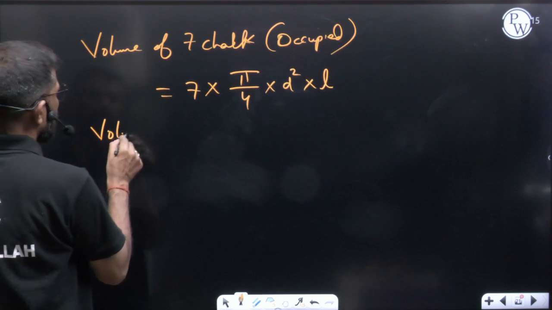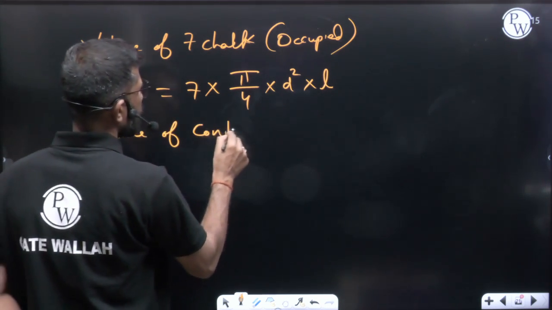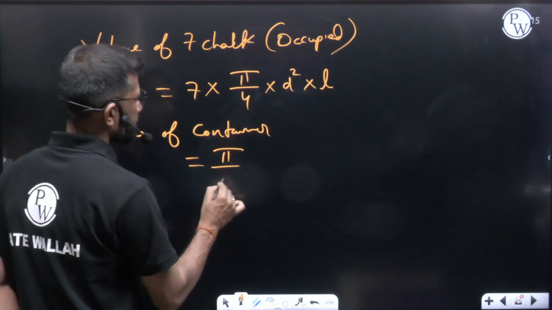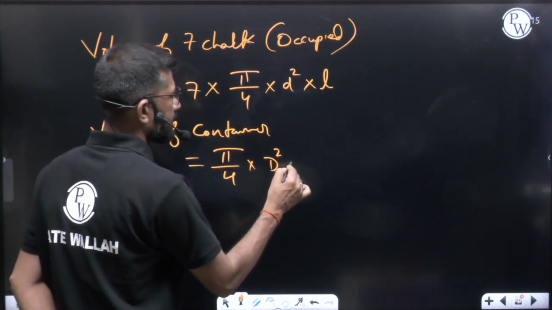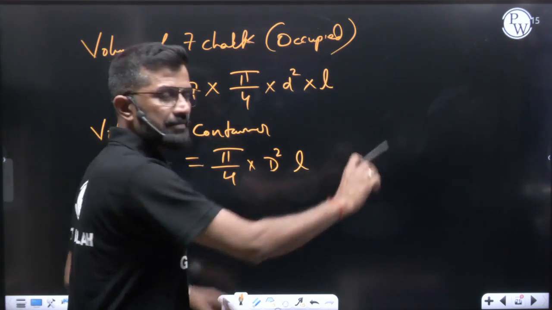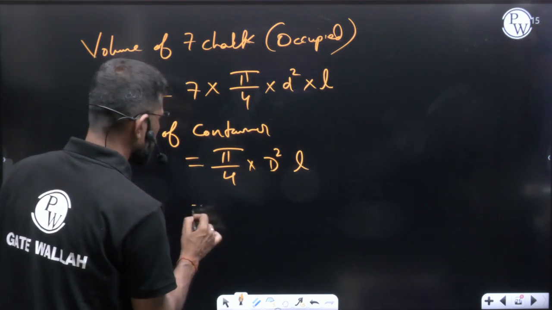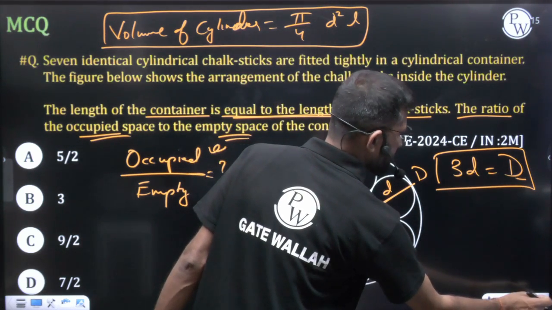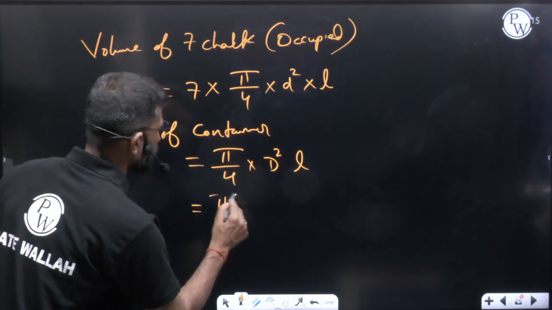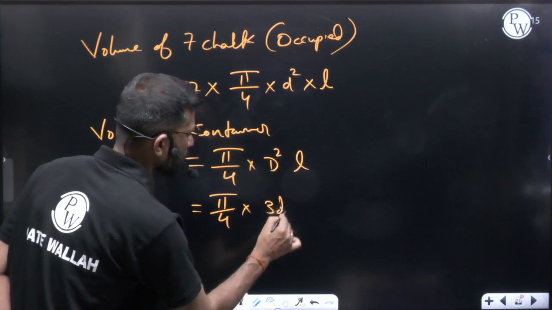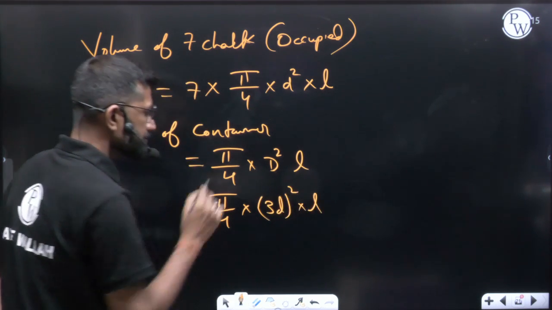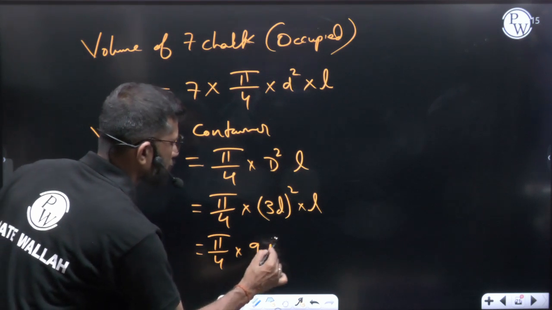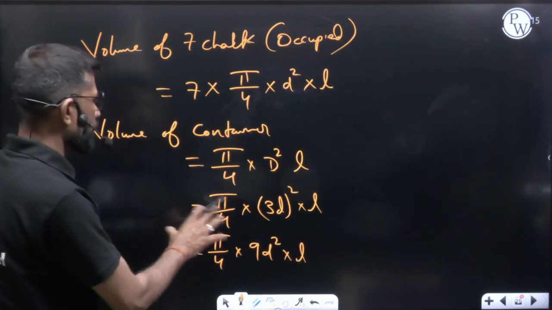Now let us talk about the volume of the container. Volume of container is pi by 4 into capital D square L, because for the container the diameter is capital D. In the place of capital D, if you want to keep small d, you know very well that capital D is equal to 3 small d. So this is equal to pi by 4 into 3 small d square into L, which can be written as pi by 4 into 9 d square into L. So this is the volume of the container.